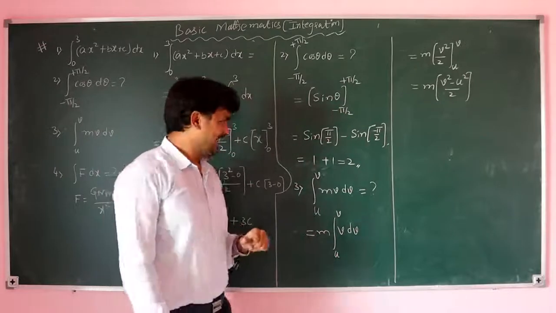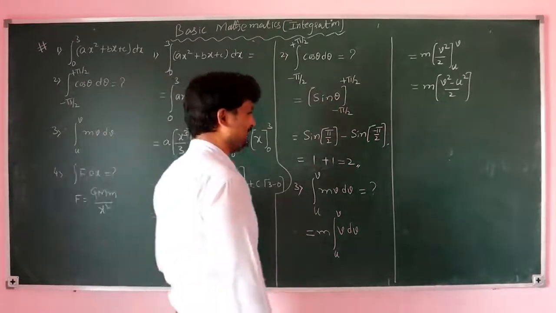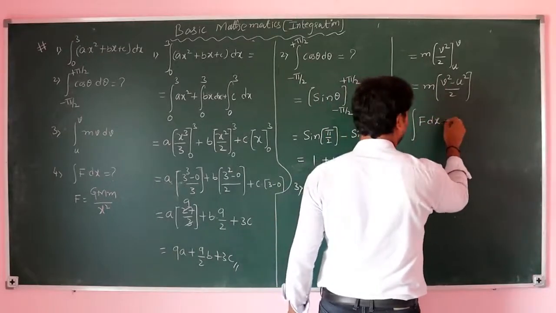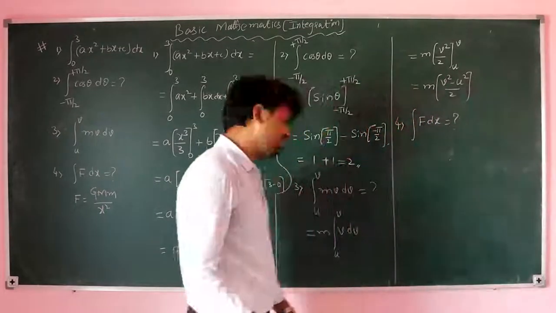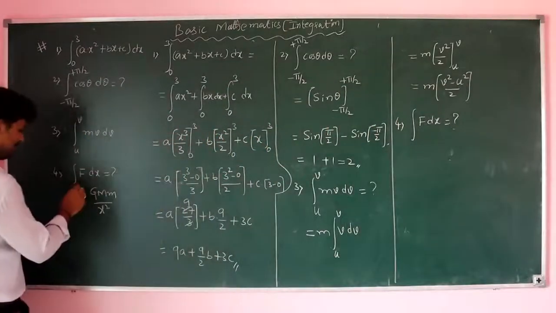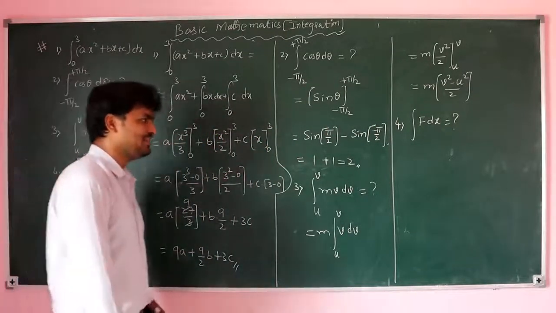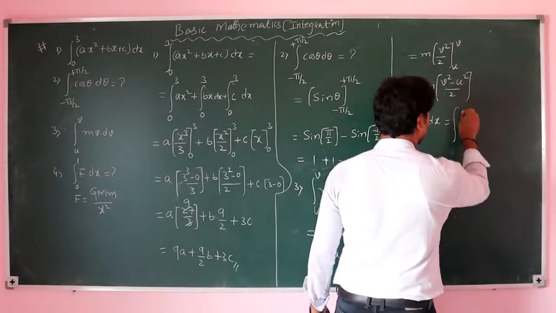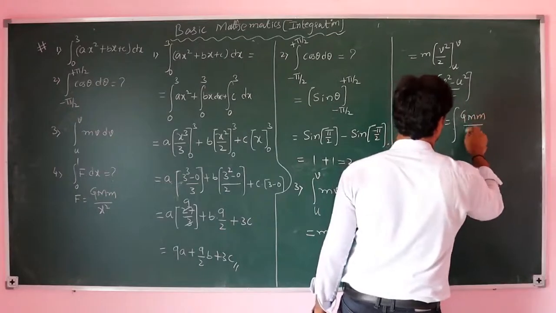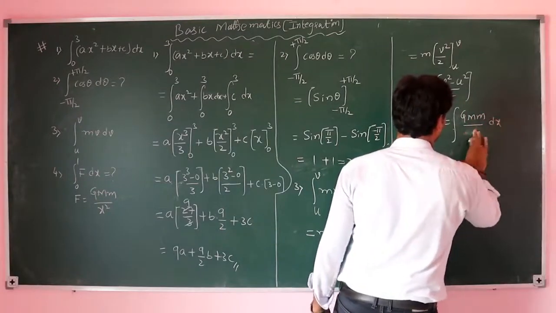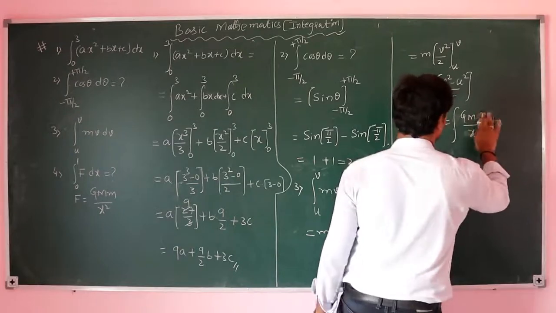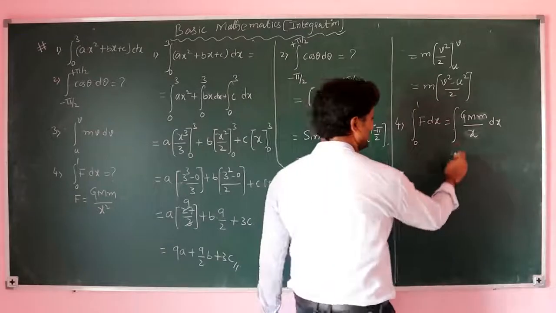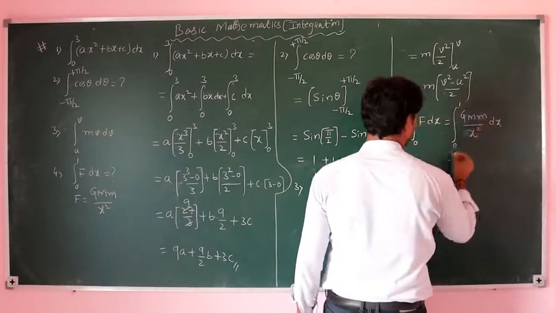Last but not least, the fourth one. What is that? Integral f dx, without limits they are giving. But we take the limits 0 to 1, no problem. The value of F is given as GMm upon x square, dx. Which formula does it look like? Which force? Gravitational force. From where to where? They simply mention 0 to 1.